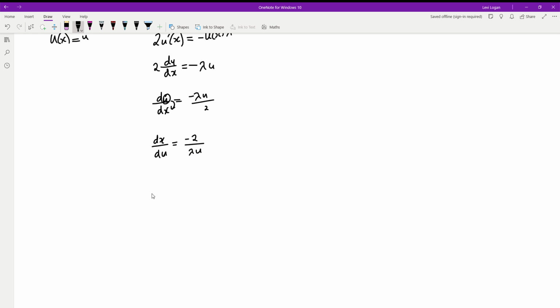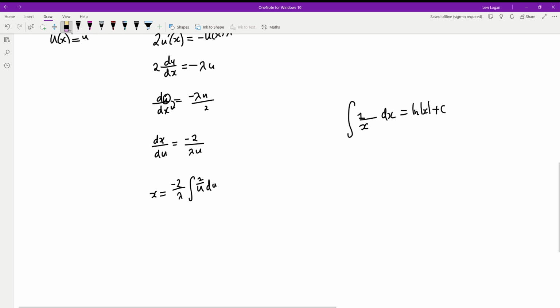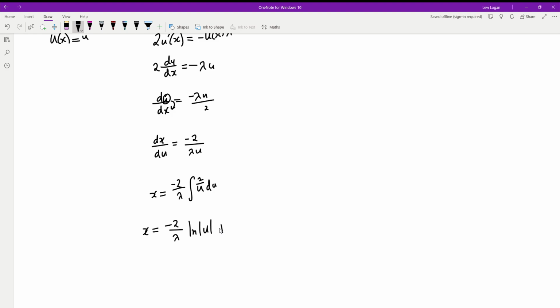Okay? So x is equal to the integral of this side. You can take out -2 and lambda because it's a constant. The integral of 1 over u du. Okay, so recall that if you integrate 1 over x dx, that's the natural log of x plus a constant, pretty much. Okay, so same rule here. So x is equal to -2 over lambda natural log of u plus some constant c.